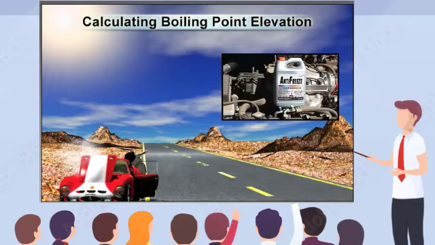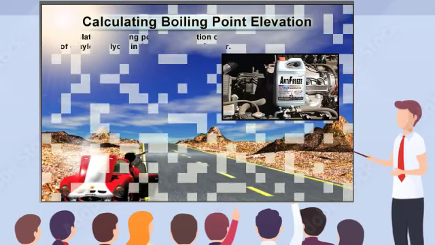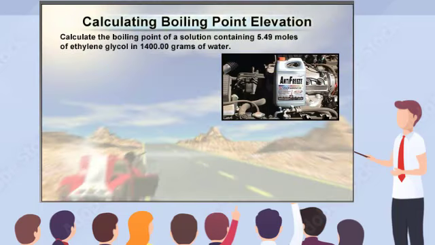Engine coolant, which is a solution of ethylene glycol and water, is an excellent example of a non-volatile solute used to elevate the boiling point of water. Coolant is used in car radiators to prevent them from overheating on hot summer days. Let's calculate the boiling point for a solution containing 5.49 moles of ethylene glycol in 1,400 grams of water.